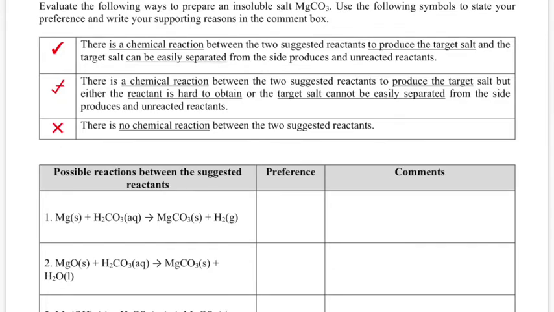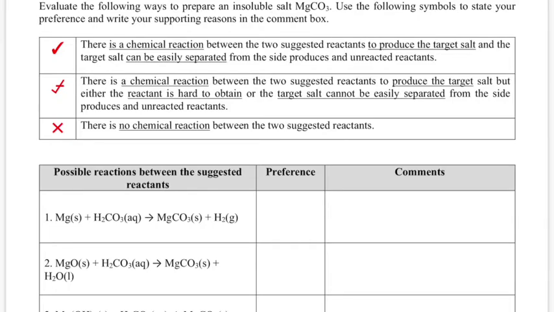Secondly, for some of the reactions, yes, they're going to produce the magnesium carbonate we want, but we need to consider how we separate the product from other side products or the unreacted reactants. Is it easy to do? These are the 2 factors I want you to consider.